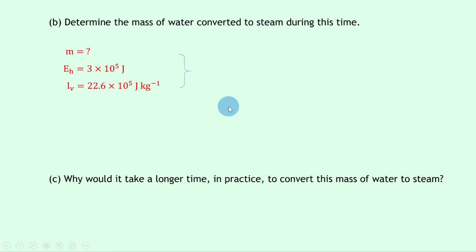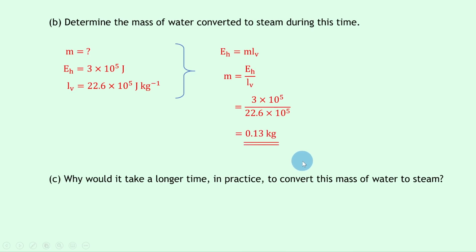So writing down our equation, we have EH equals mLV. Rearranging for the mass M, we can divide both sides by LV to get M equals EH over LV. Substituting in the numbers gives 3 times 10 to the 5 divided by 22.6 times 10 to the 5. And putting that into our calculator should give you an answer of 0.13 kilograms.